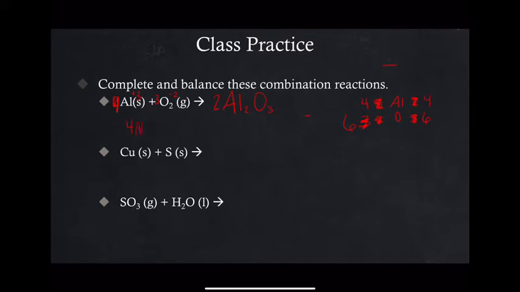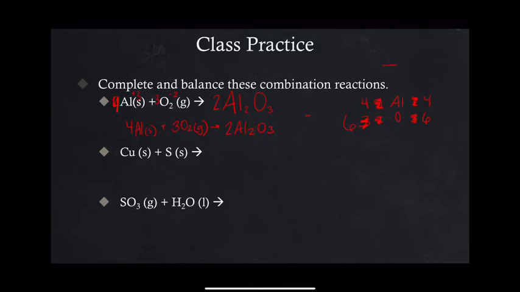4 Al, you can put those in. We'll talk more about that and how we use those more later. That would be your complete balanced equation. 4Al plus 3O2 yields 2Al2O3. So we have 4 aluminums and 6 oxygens on each side of the equation. And that's how we would balance this combination reaction.